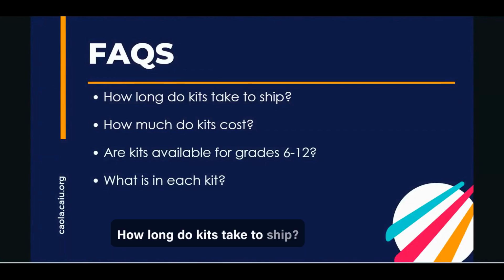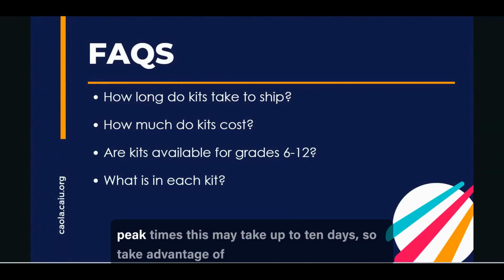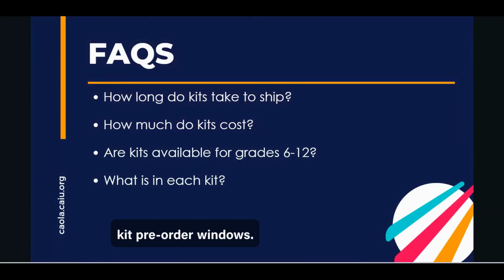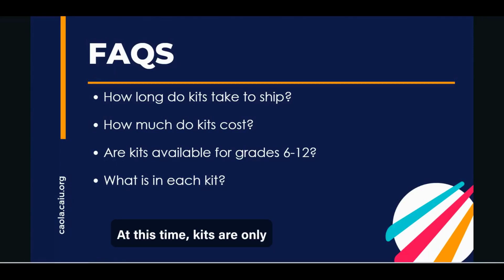How long do kits take to ship? Generally, they will ship within 5 days. But during peak times, this may take up to 10 days, so take advantage of kit pre-order windows. How much do kits cost? You should refer to your CAOLA pricing guide to review your kit cost. Are kits available for grades 6 through 12? At this time, kits are only available for grades K through 5.